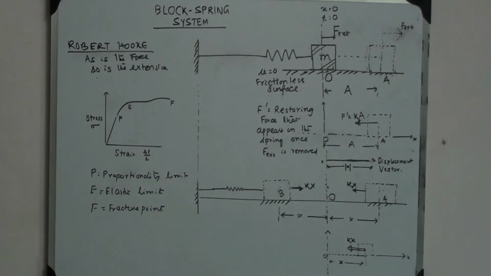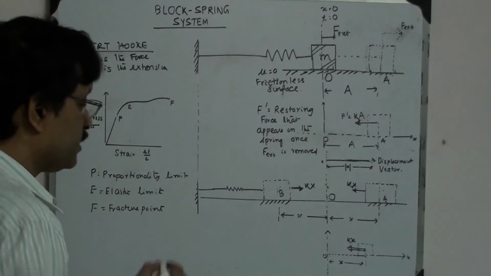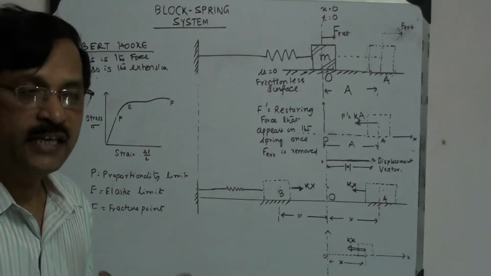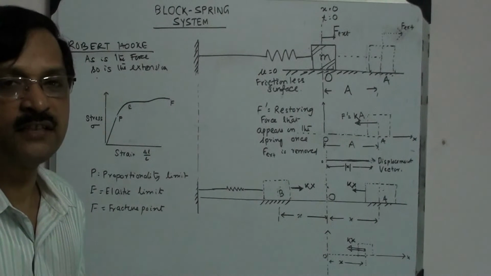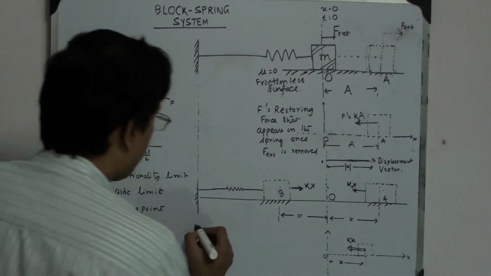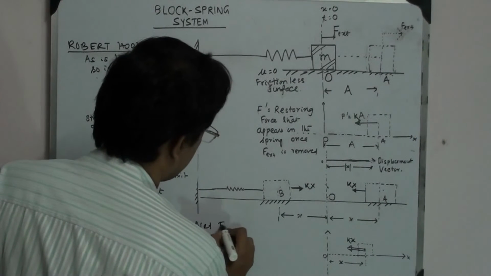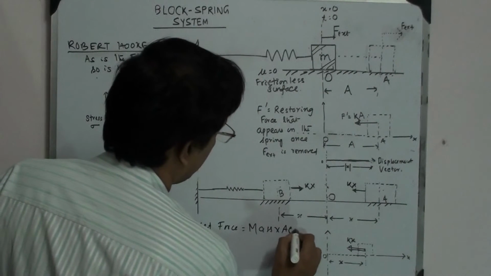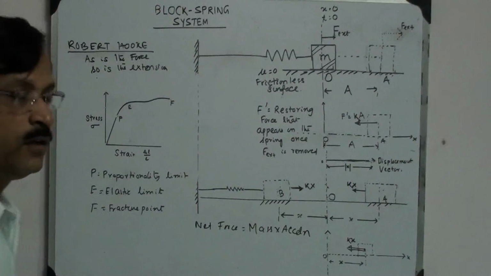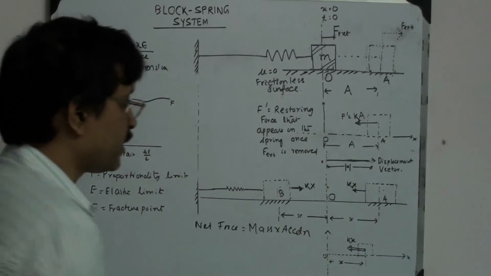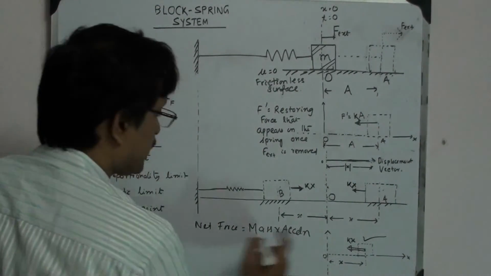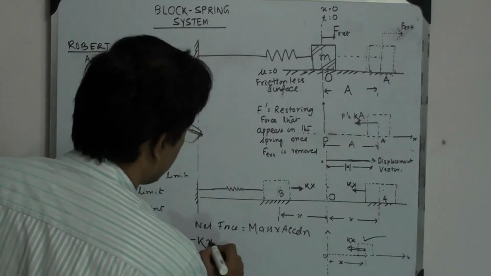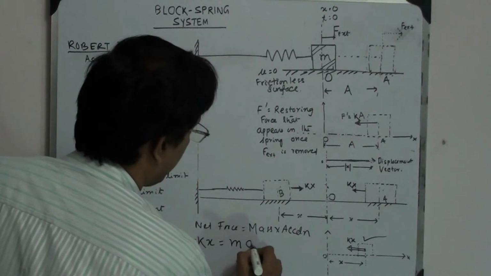So what do the laws of motion tell you? Newton's laws of motion tell us that the net force acting on the body is equal to the mass times the acceleration. So net force is equal to mass into acceleration. What is the net force acting on this body at this point? It is kx, but it is in the opposite direction. So net force is equal to minus kx. This is equal to m into a.